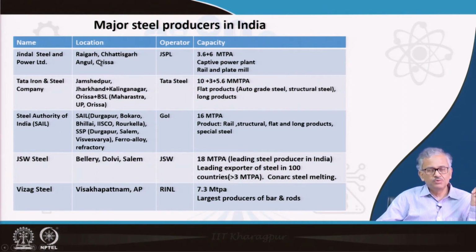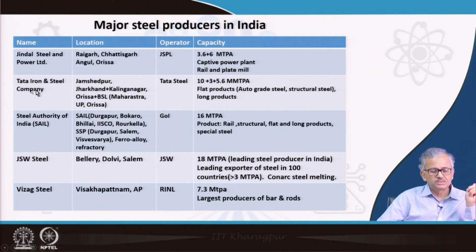Angul, Odisha is very important because they have recently installed a coal based Midrex process to produce 1.8 million tons of DRI. Midrex is usually gas based, but this has been retrofitted with coal based syngas in their Midrex unit. Besides, Raigarh also has a rotary kiln based, coal based DRI plant in Chhattisgarh, which is also around 2 million tons capacity.